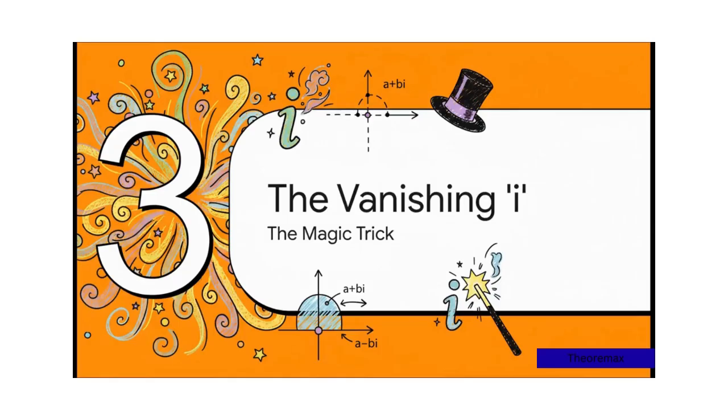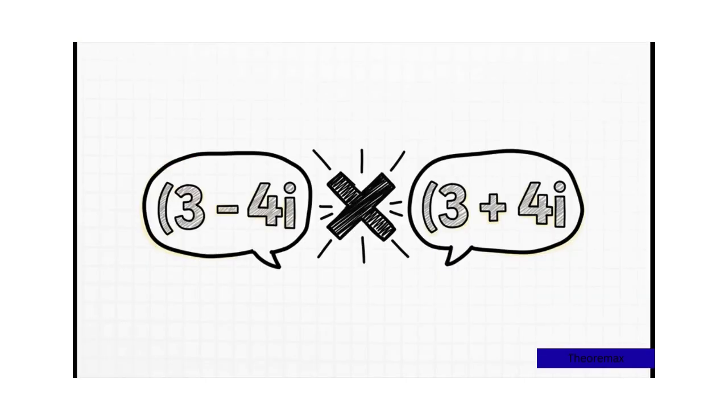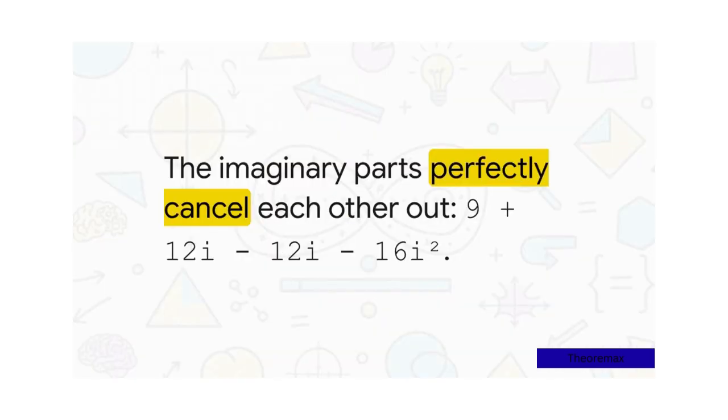Okay, so who cares about flipping a sign? Well, this is where the magic happens. Get ready for the vanishing i trick. Let's actually put it to the test. What happens when we take our original number, 3 minus 4i, and we multiply it by the conjugate we just found, 3 plus 4i? When we multiply this out, just watch what happens with the middle terms.